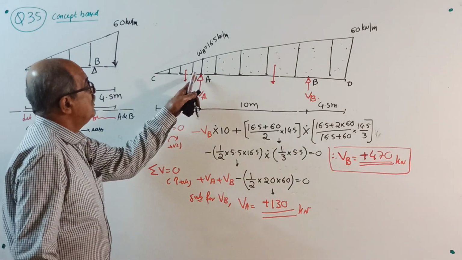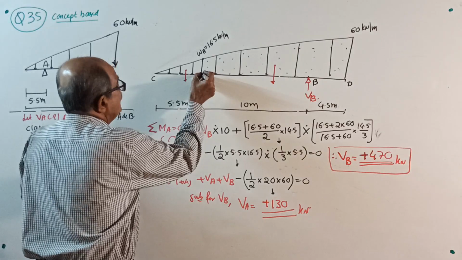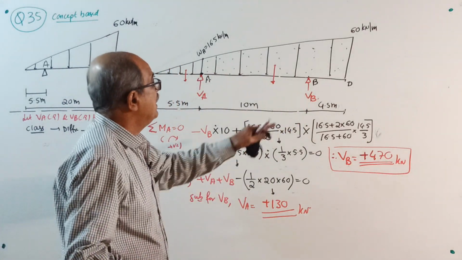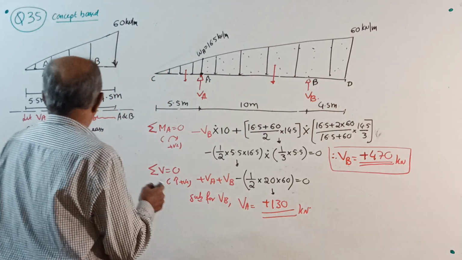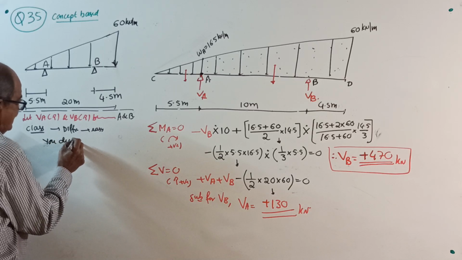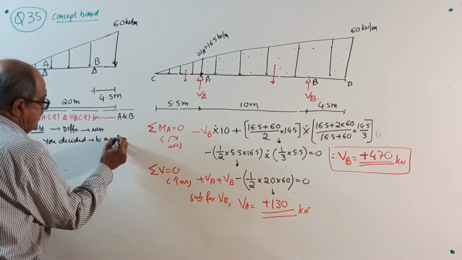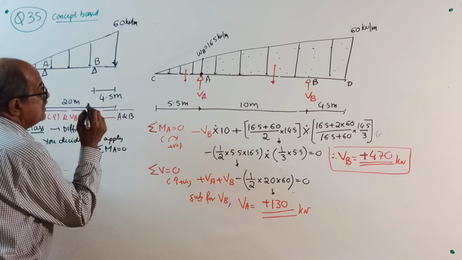Okay, we will take sigma M about A equal to 0. See, you can do one thing. You can take sigma M about A equal to 0 and sigma V equal to 0, or you can do sigma M about B equal to 0 and sigma V equal to 0. I will solve both of them. Okay, start. Suppose you decided to apply first sigma M about A equal to 0.